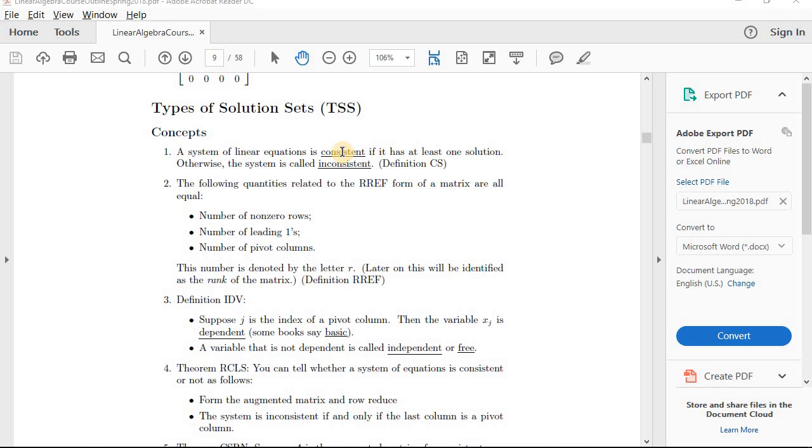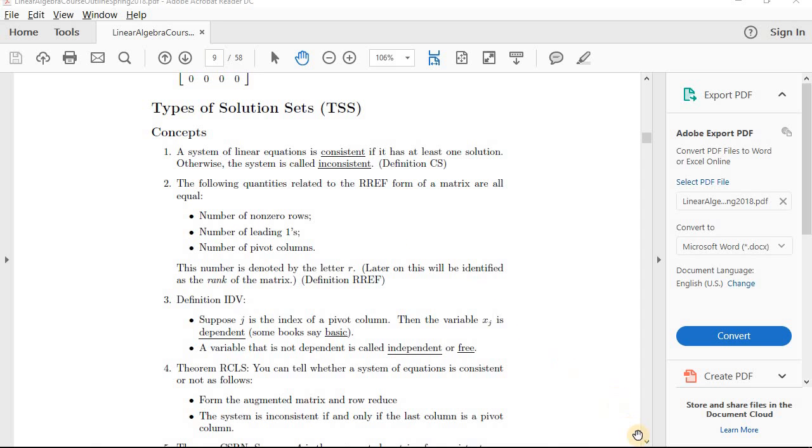Now, when we've looked at the RREF form, we have seen various properties of the RREF matrix. Some of the rows are zero, some are non-zero. The rows that are non-zero have leading ones, and each leading one corresponds to a pivot column. So these three numbers, number of non-zero rows, number of leading ones, number of pivot columns, are all the same number, and we call this R. This is called the rank.